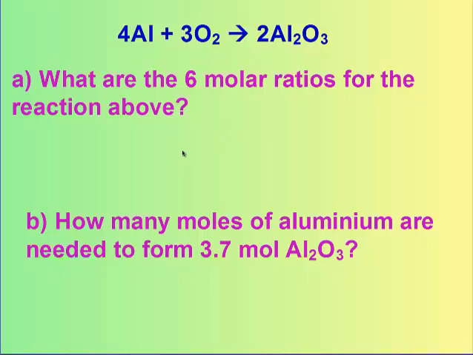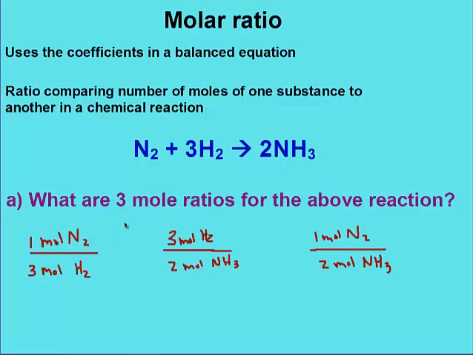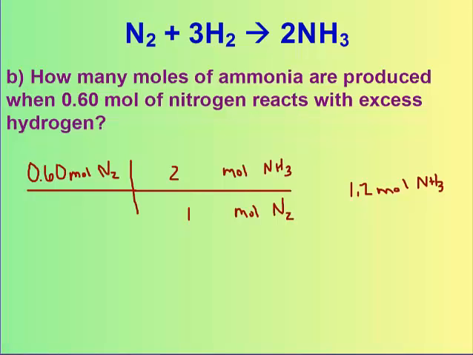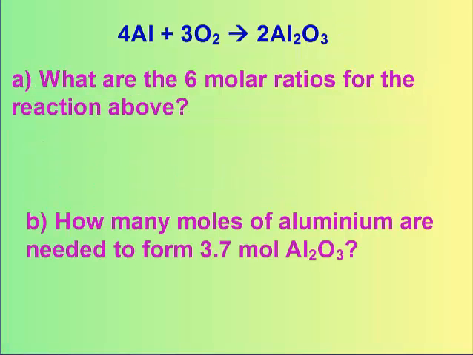On A, it says, what are the 6 molar ratios for the reaction above? I could have had 6 molar ratios here. I would have just had the reciprocals of these. So 3 moles hydrogen over 1 mole nitrogen, and so on. So if you want, for A, you can just do the 3 molar ratios. I'm going to pause the video and try A on your own.